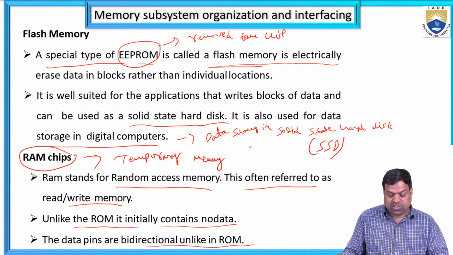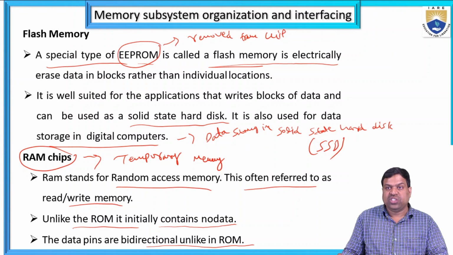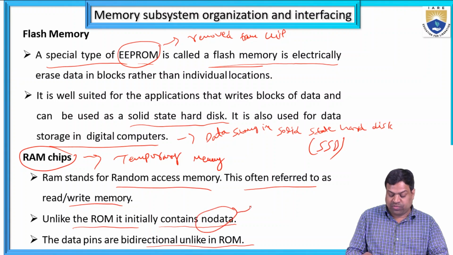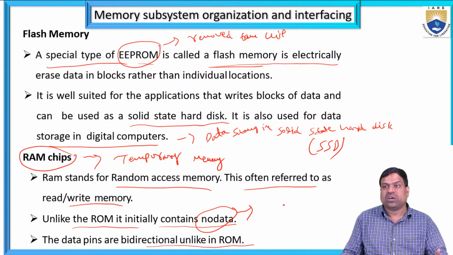So RAM stands for random access memory. This is often referred to as read-write memory, and unlike the ROM, it initially contains no data. The data pins are bidirectional, unlike the ROM. When there is no power, the data will be lost.